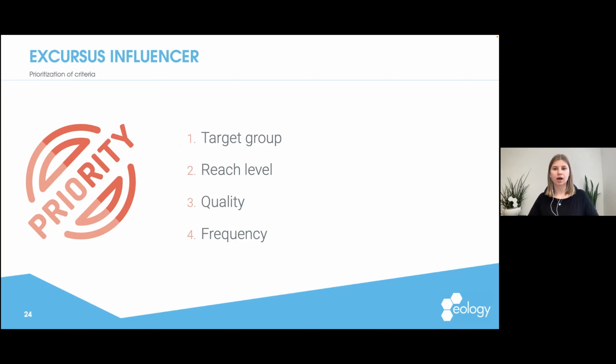And if we're talking about which criteria you have to prioritize, first of all, it's the target group. Second is the reach level. The quality and frequency come in places 3 and 4. So just use this way to check and to get your influencer.